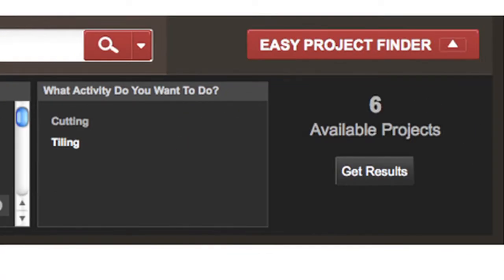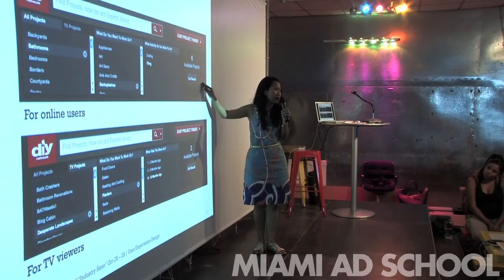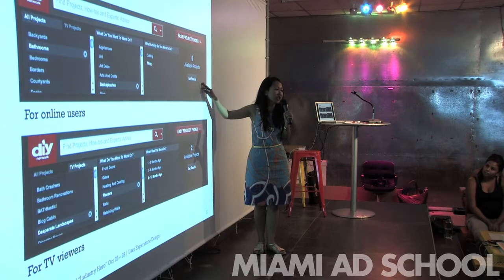What's the activity? Are you trying to cut tiles? Are you trying to cut something? Are you trying to tile something? And it gives you on the spot the number of projects that match your criteria. That's one example where someone's coming in because they have a project in mind.